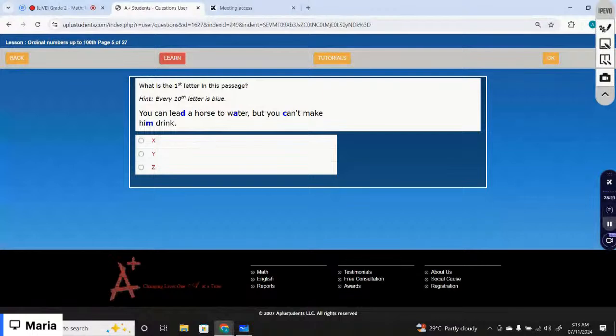What is the first letter in the passage? So which is the correct option? Y, it is right. The first letter of the passage is Y. Okay, you can complete the lesson by yourself later today. Let me just move on to the next lesson.